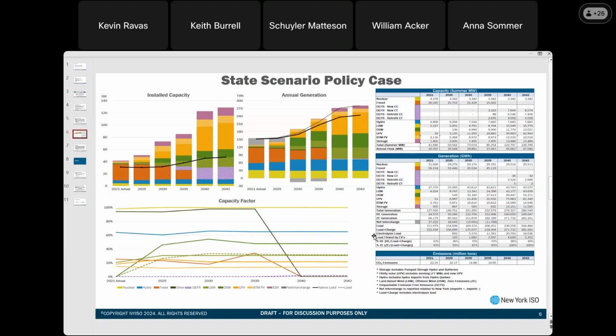What's been provided, and I think might be new from last time, is we broke out the electrolysis load, and there's also the load being flexed by EVs, so you can reference those. But the majority of this should look familiar.